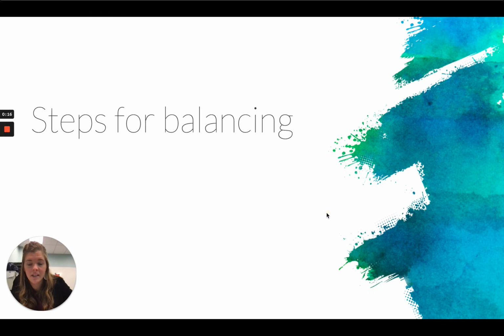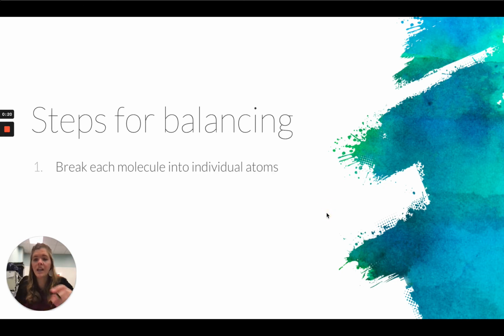So, steps for balancing. When we're balancing equations, you're going to break each molecule into its individual atoms first. We're going to be dealing with chemical reactions, so a whole formula, which we've already learned about naming. Your first step is going to be to break each molecule into individual atoms. So if you had H2O, for instance, as your molecule or your compound, you're going to break it into H and O. So hydrogens and oxygens.